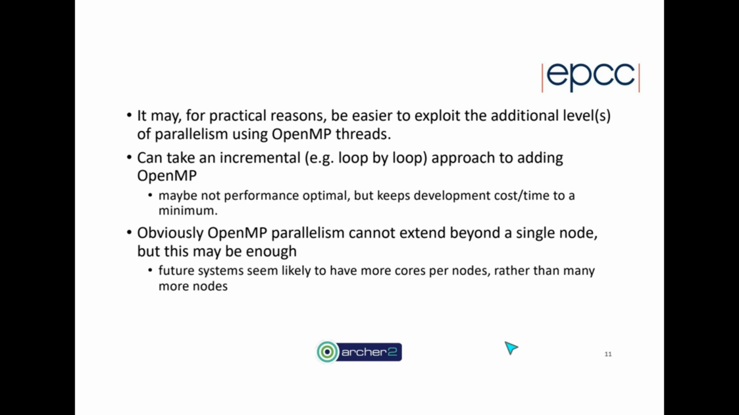So again, we're just seeing the way we're getting more performance out of hardware these days. GPUs aside, for CPU-based systems, the only real way we're getting more performance is not by having more nodes, but by having more cores per node. So that means potentially we have more hardware resources available to exploit parallelism in the shared memory context.